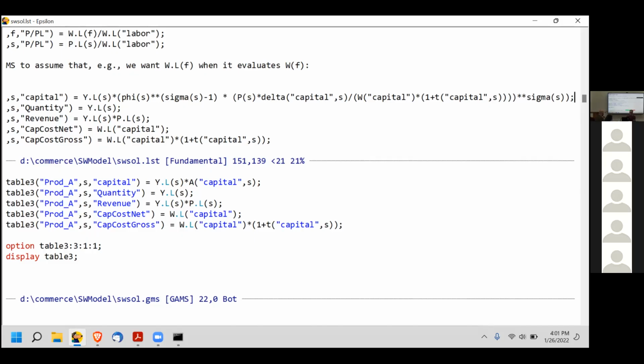Makes sense to me now. How'd you get that view? I opened the listing file. If you scroll up in the listing file, you look for the equation where the assignment is in table 3.